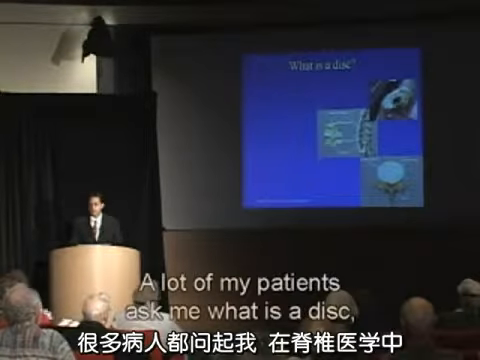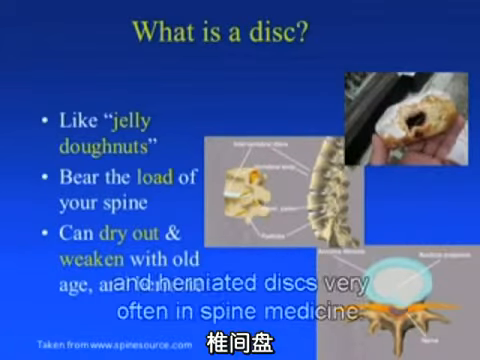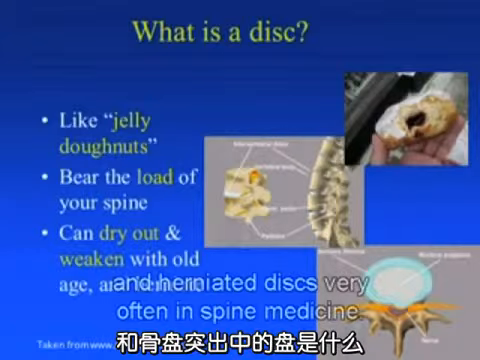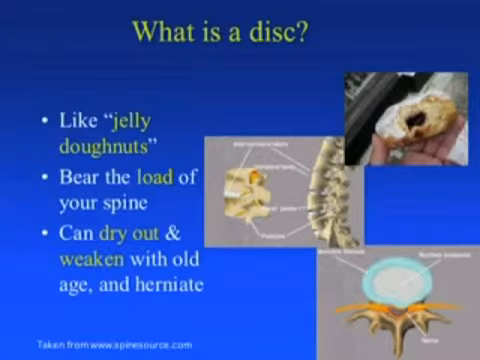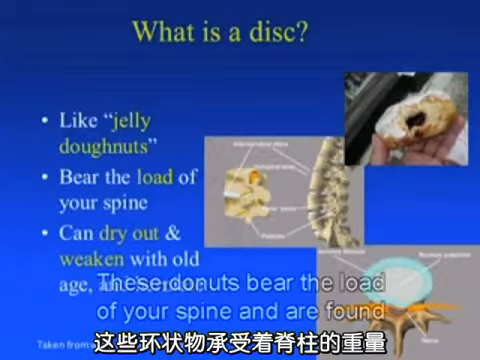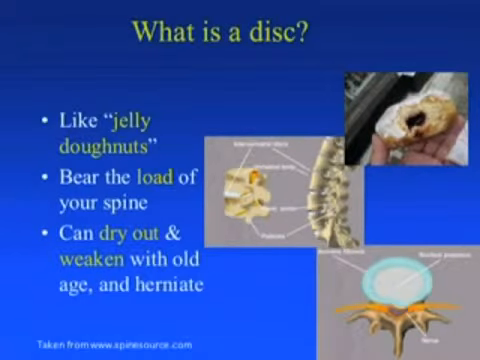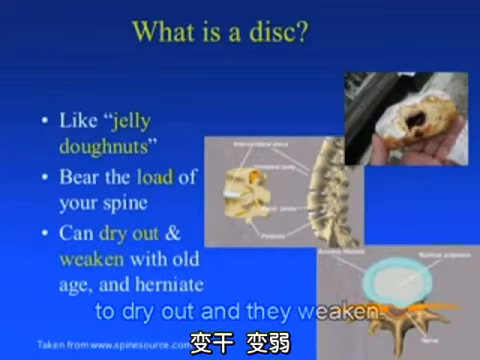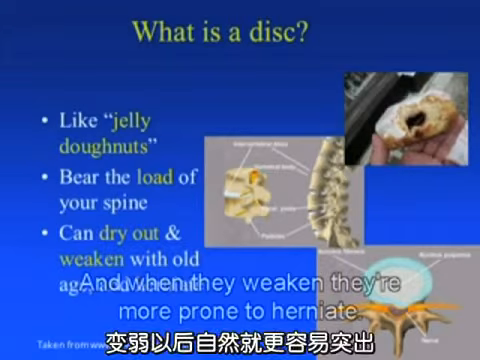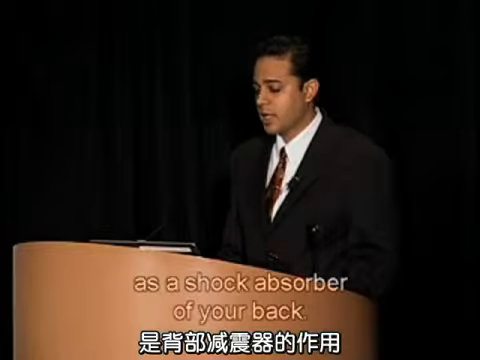A lot of my patients ask me, what is a disc? Because we talk about the intervertebral discs and herniated discs very often in spine medicine. I like to think of discs as a jelly donut. These donuts bear the load of your spine, and they're found between the bones or the vertebrae in the spine. As we grow older, the donuts start to dry out, and they weaken. And when they weaken, they're more prone to herniate. The donut's function is really as a shock absorber of your back.